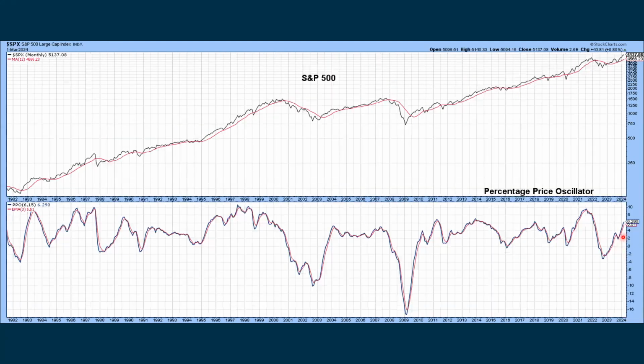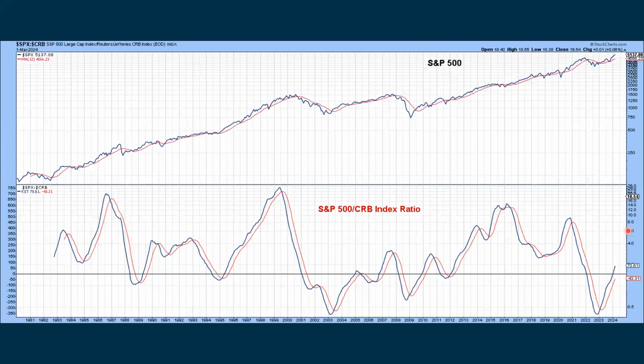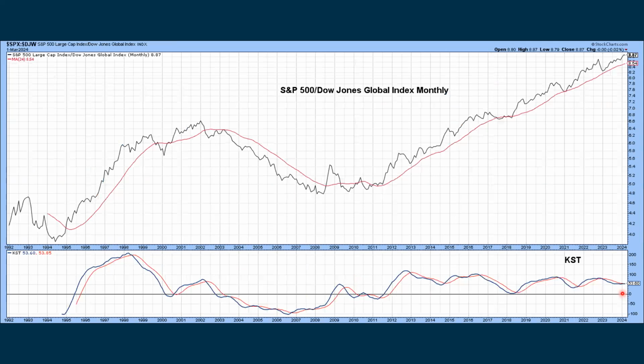Here's the S&P 500, also above the moving average. This is a monthly chart, and the PPO, another momentum oscillator, is continuing to go up. So longer term, we're looking positive there. Then we have the S&P on top, and then a ratio between stocks and the CRB index showing how stocks are outperforming. And then this is another global measure comparing the S&P 500 on a monthly chart with global stocks showing how the S&P is outperforming. We're right on top of the moving average with the KST, but this is potentially showing some signs of improvement.